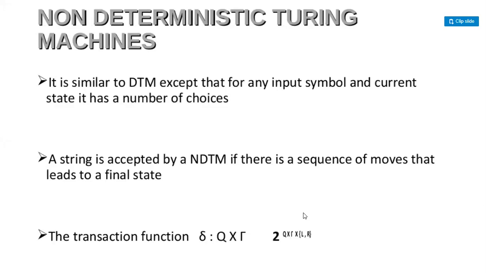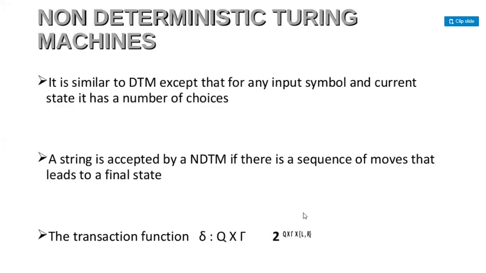And we have a simple difference between these two. What is that? If for any input symbol and the current state there is only one choice, then it can be called a DTM. Otherwise it can be called an NDTM, right? That means if you have a number of choices for the input symbol and the current state, then you need to go for the non-deterministic Turing machine. Except for that, we consider it a deterministic Turing machine.